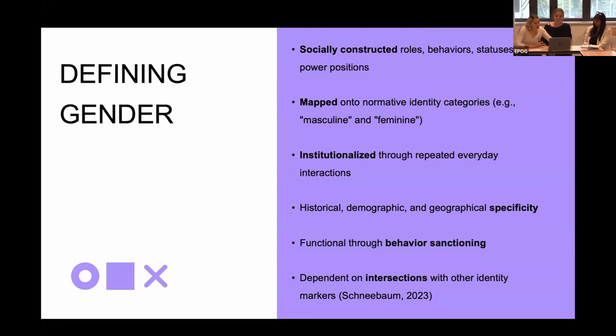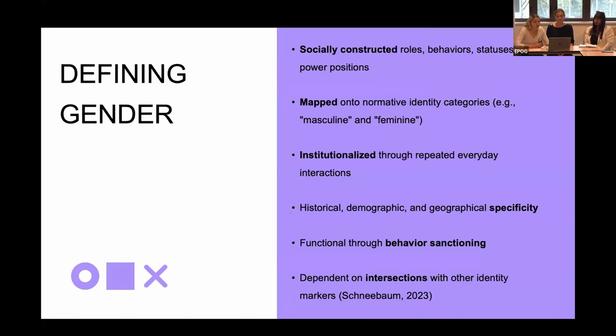Okay, so before we go into the summary of the paper, I thought it would be good to define gender as it is used in the paper, just so that we're all on the same page. So gender is seen as something that is socially constructed. We have socially constructed roles or behaviors or power positions. And these are then mapped onto normative identity categories. The paper especially uses the masculine and the feminine.